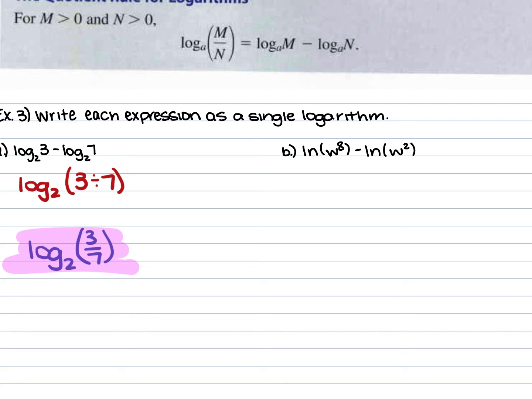For example B, we have the natural log w to the 8th power minus the natural log w squared. Now with this one, you have that natural log on both parts. So you're going to keep the natural log, and you're going to divide the w to the 8th power by the w squared. Remember, when you have a base raised to a power and you are dividing them, you are subtracting those powers if the base is the same. So this is just going to be the natural log of w to the 8th power minus the 2nd power, which is the natural log of w to the 6th power.